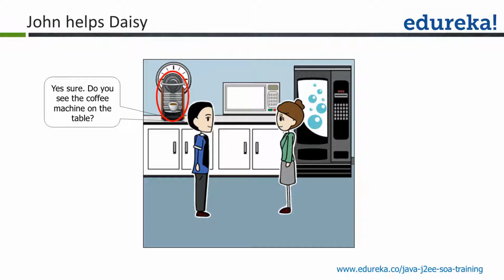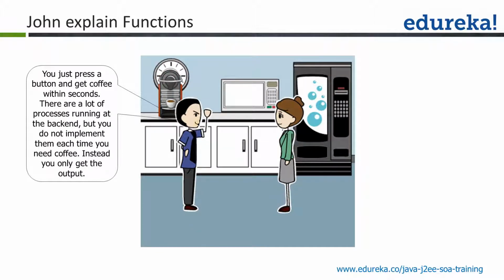Yeah, sure. Do you see the coffee machine on the table? So we'll take up the example of a coffee vending machine. When you press the button to get the coffee, what happens? Now I am the user, so I'm going to touch the button to get the coffee. There will be some operations performed in the background. There will be many instructions which the machine will execute sequentially.